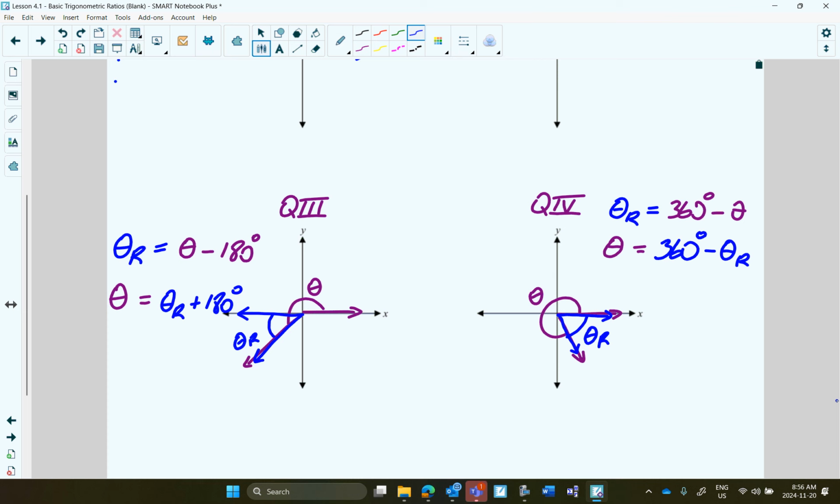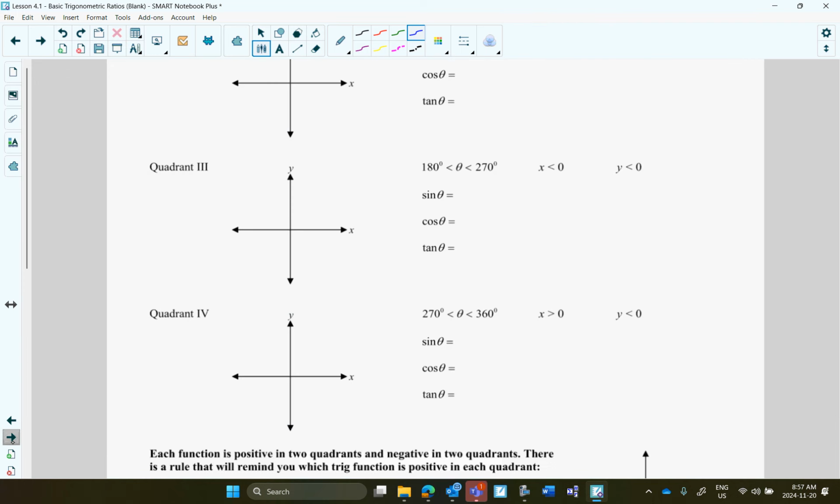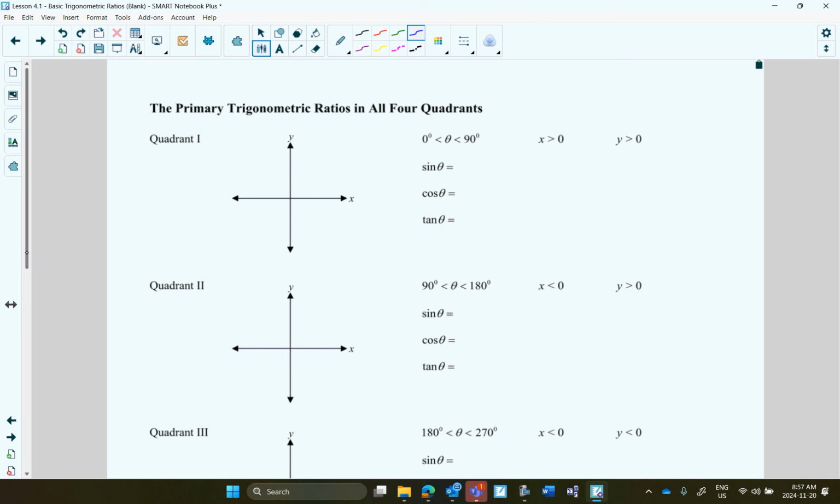So reference angles are important when we evaluate trig functions or trig expressions and when we solve trig equations. Another piece of information that we need to know is how do the three basic trig functions behave in each quadrant? In other words, I'm talking about whether they're positive or negative. Okay?